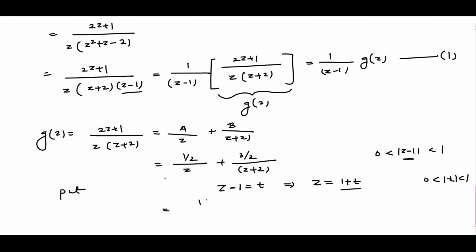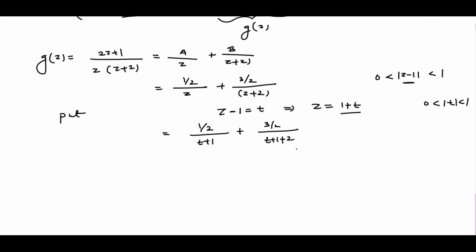So this will be 1 by 2 over (t plus 1) plus 3 by 2 over (t plus 1 plus 2). Further simplifying, this is equal to 1 by 2 over (1 plus t), plus 3 by 2 over (t plus 3). So in this domain, if I take any value of t between 0 and 1, this mod of t will be less than 1.